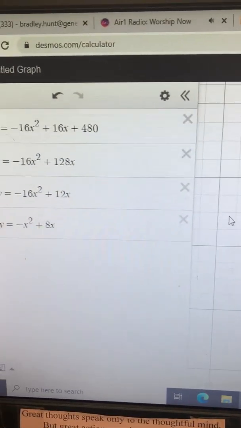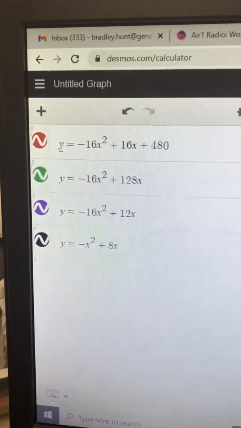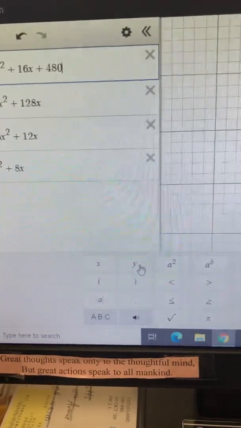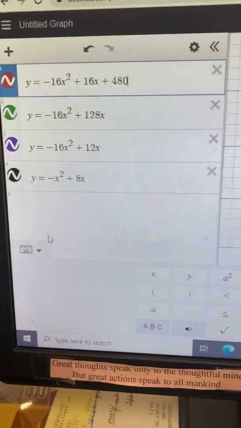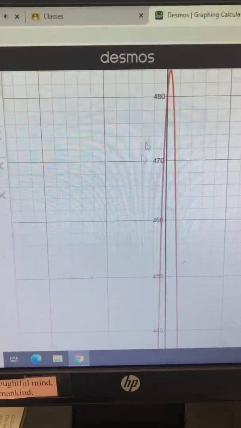And you could see, all I did was plug this problem in, okay, using y. And you use this down here, this keypad, to type it in. Y equals negative 16. You just plug all that in. So I get rid of that so that I can see what I'm doing here.